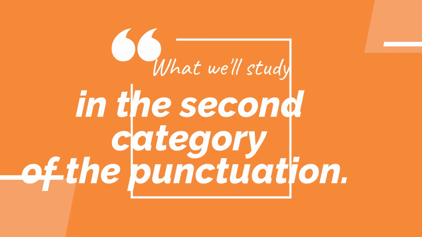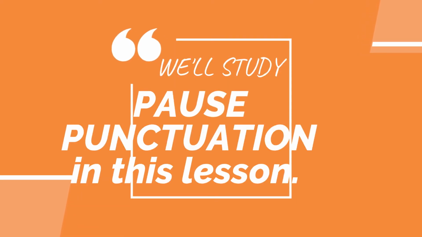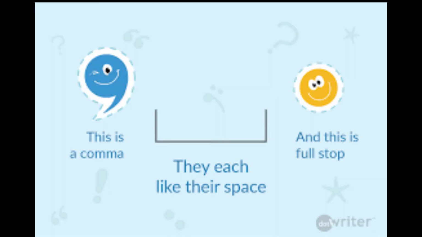Well, let's see now what punctuation marks have been put in the second category. We will study the pause punctuation used to indicate a pause in a sentence. But remember, there is a difference between pause and stop. In the first category, we studied those punctuation marks that are used to indicate a stop and also tell that a new sentence will begin after that punctuation. Whereas the pause punctuation indicates a slight pause or a halt for a short time.